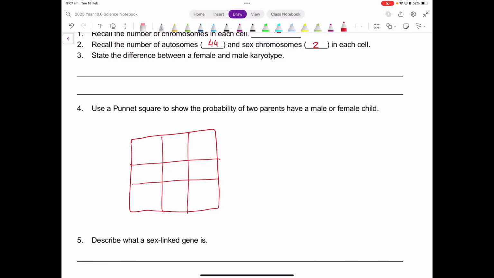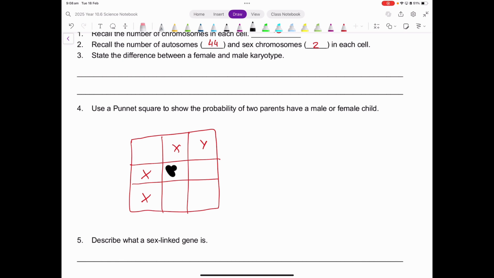All right, so question 4 asks us to use a Punnett square now to show the probability of two parents having either a male or a female child. So in the case of a mother, what are her two sex chromosomes? Great, X, X. In the case of a father, what about his? X, Y.